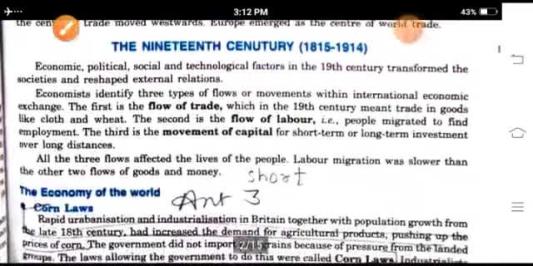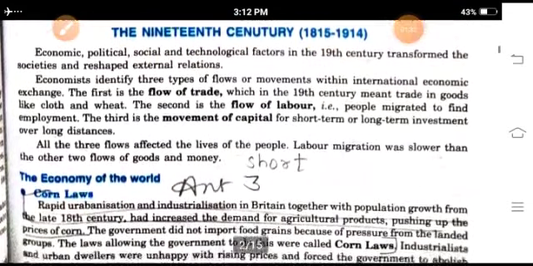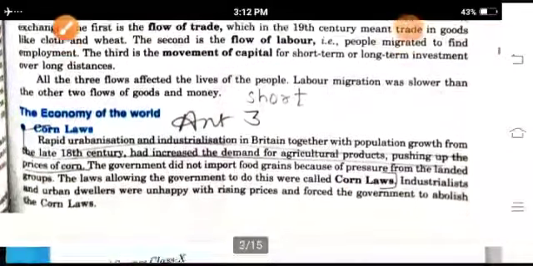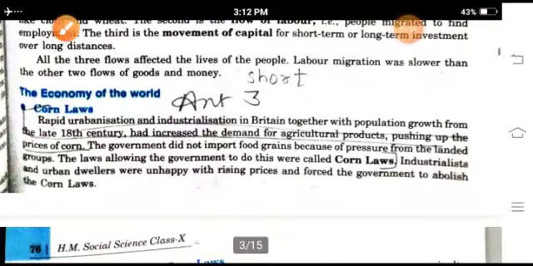The 19th century, 1815 to 1914, is the time period of the flow of trade, flow of labor and flow of movement of capital. A large amount of industrialization took place up to 1914. Now there is the Corn Law in Britain.